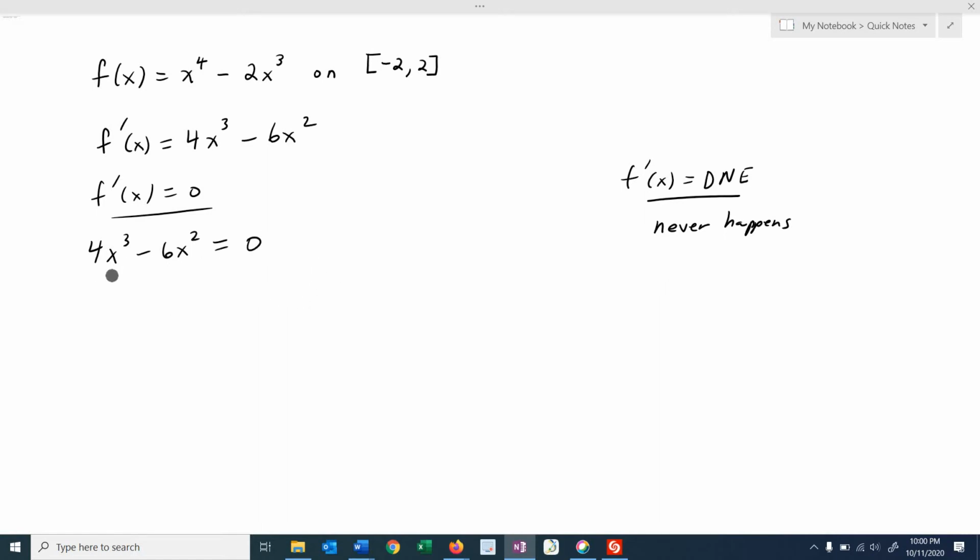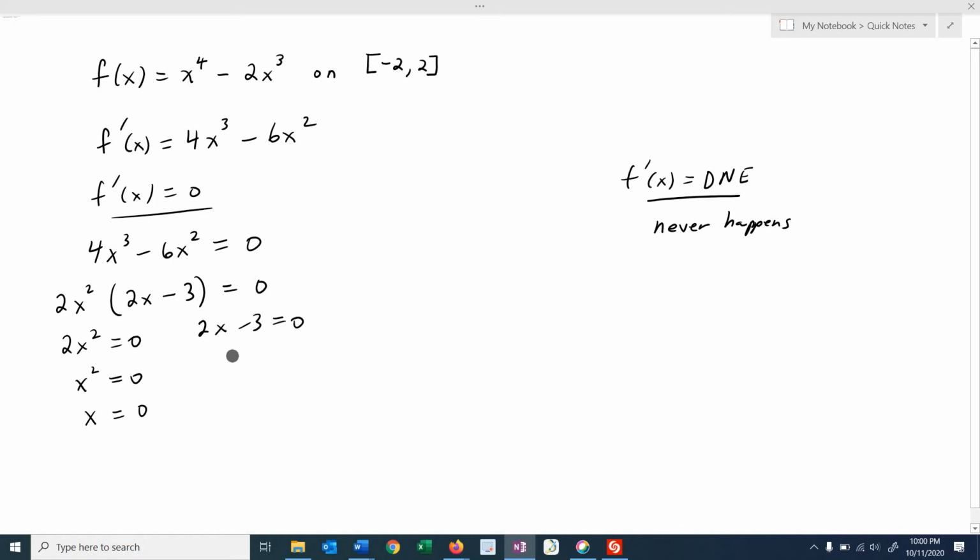Okay, so to solve this, you probably want to factor out an x squared and maybe a 2. So let's pull out 2x squared. And that's going to leave you with a 2x here, and then here you're going to be left with a minus 3. Okay, and then you just set both of those to 0 and then solve for x. Here, you divide by 2, and then you take the square root of both sides, and you get x is equal to 0. This one, you just want to add 3 to both sides, and then divide by 2, and so you get x is equal to 3/2.